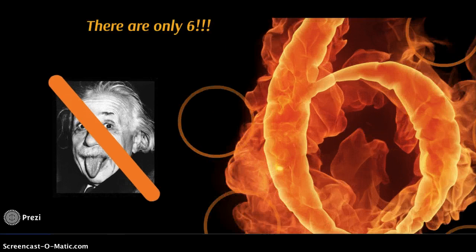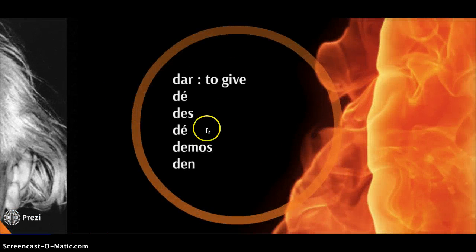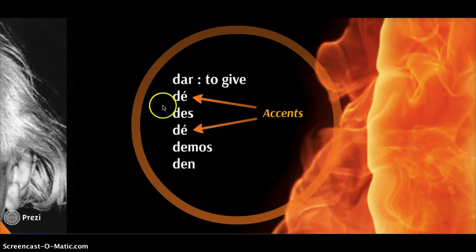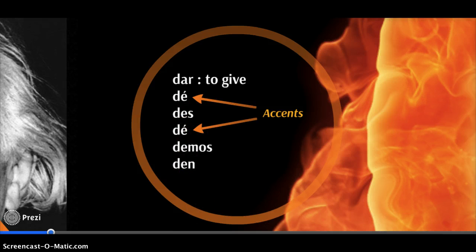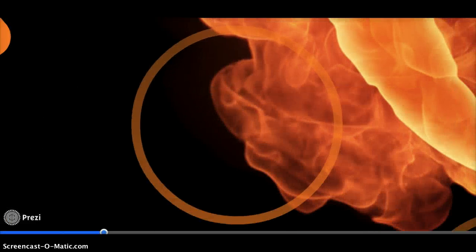So let's begin. Our first one is dar, which means to give. And it goes dé, des, dé, demos, den. You'll notice there are accents on dé and on dé. That means to give, it is important that I give, something like that. So we'll be working with these in an example later on. Just remember the yo form and the él form both need accents, so you can tell the difference between this dé that means give and the other de with no accent that means of.